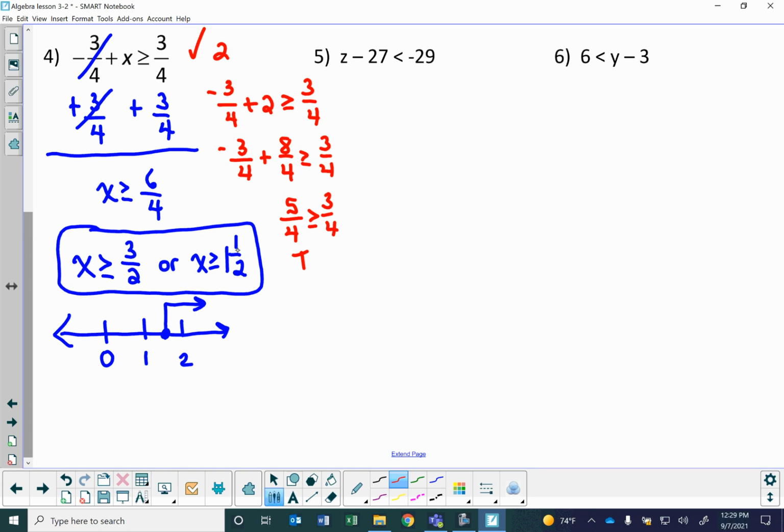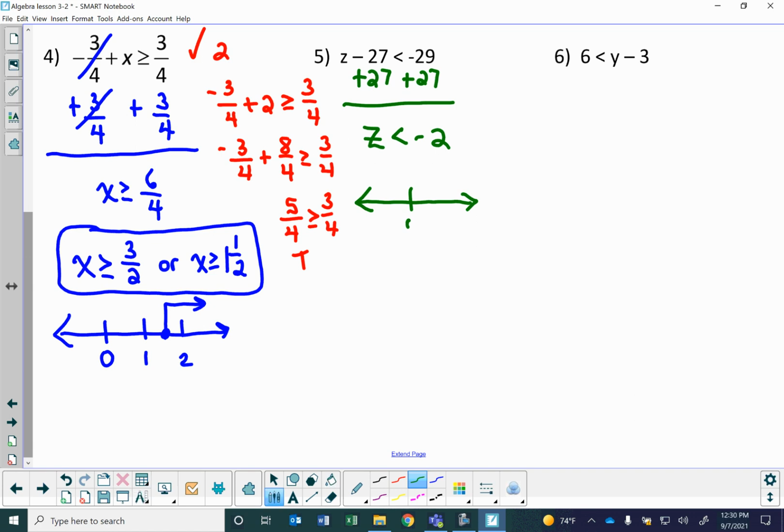Let's take a look at number 5. Number 5, z minus 27 is less than negative 29. So add 27 to both sides. Z is less than negative 2. Make sure you pay attention to your positive and negative signs. So I'm going to graph this.